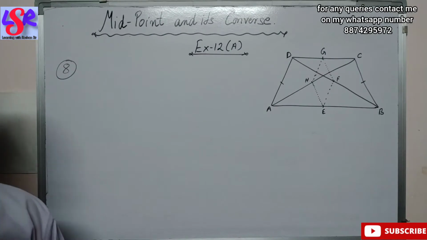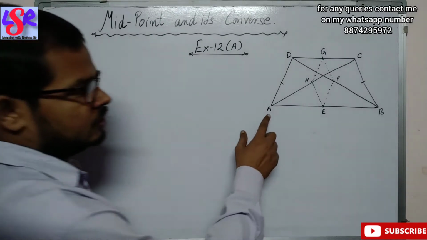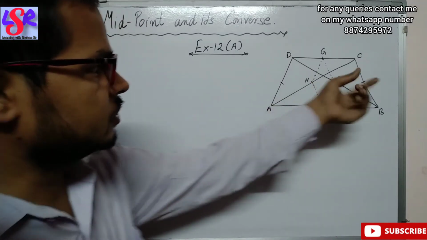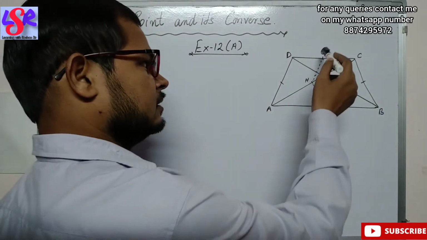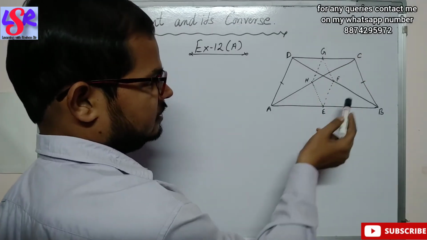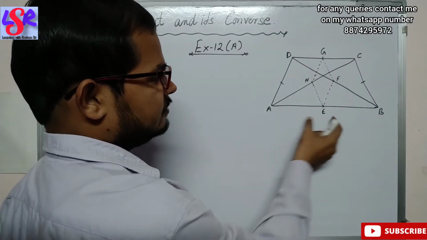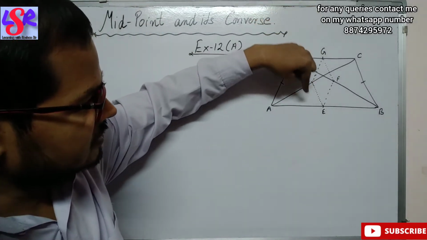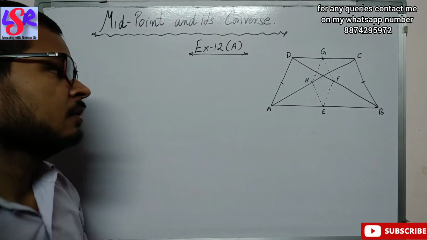Now let's move to question number 8. Here we have been given a figure ABCD in which AD equals BC and the point G is the midpoint of CD, H is the midpoint of AC, F is the midpoint of BD and E is the midpoint of AB. Now we have to prove that GHEF is a rhombus.